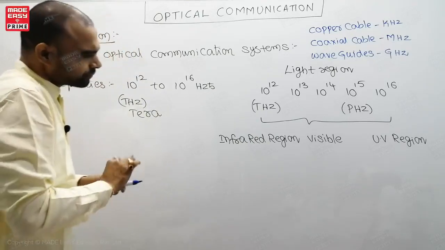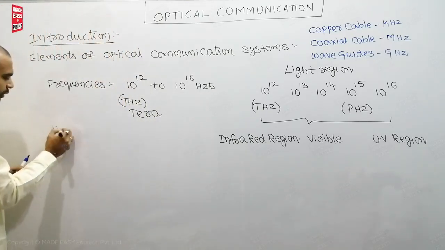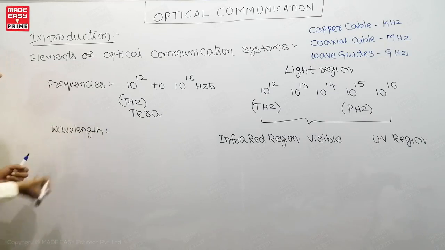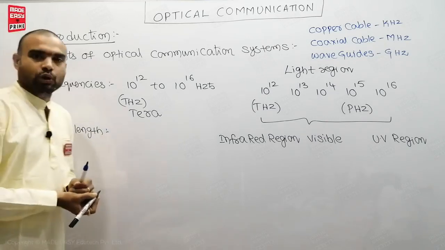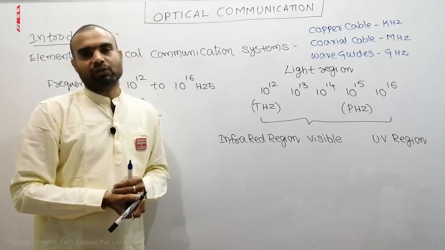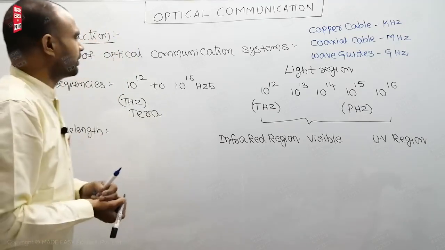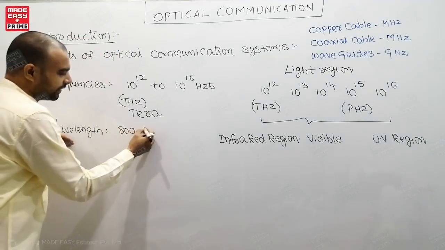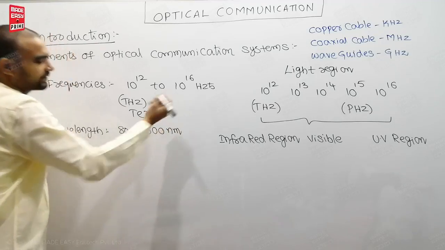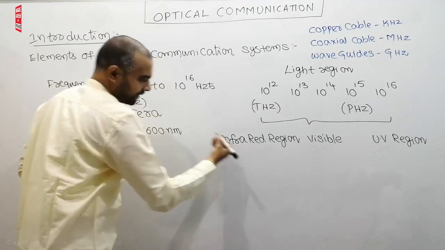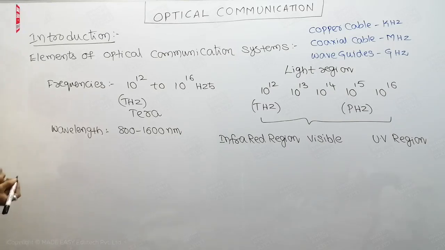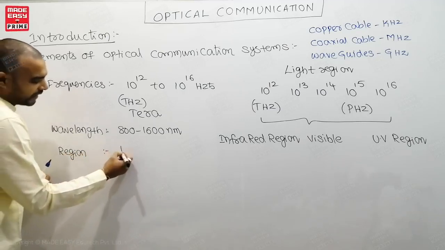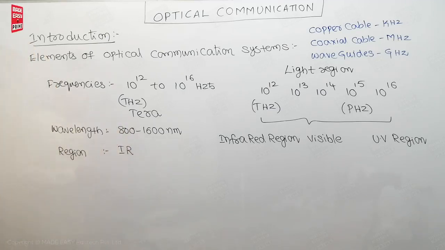Okay, so now we will see about the next one, that is called the wavelength. The wavelengths present range from 10 to the power of 6 nanometers to 10 nanometers. But most of the wavelengths that we are going to use in our optical communication are from 800 to 1600 nanometers, and we are operating in a region called the infrared region. I told you already that we have three regions. So the region that we are operating in is nothing but the IR region. IR stands for the infrared region.